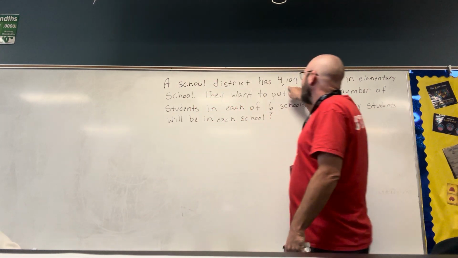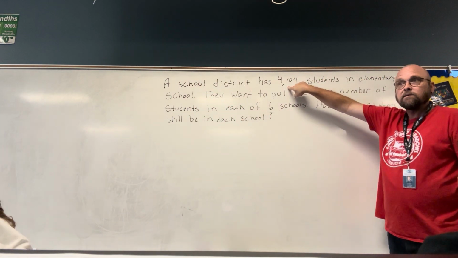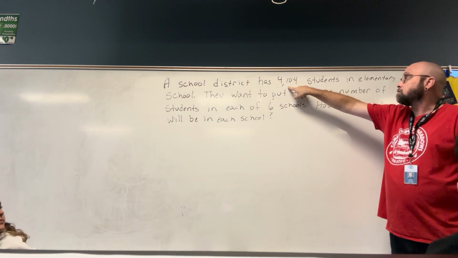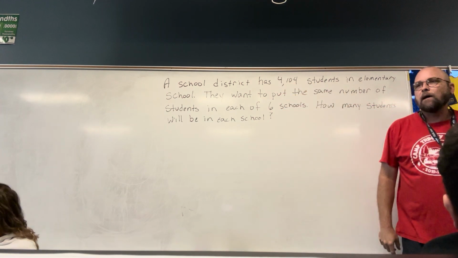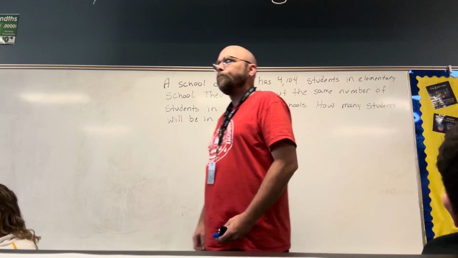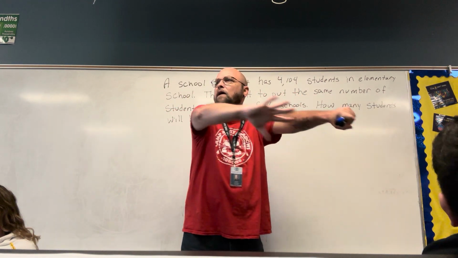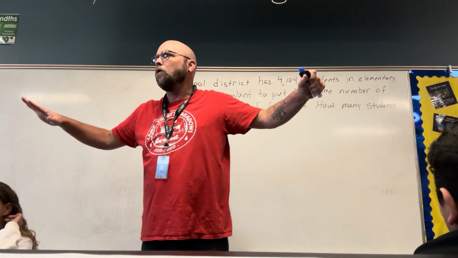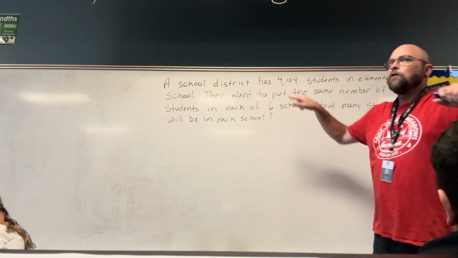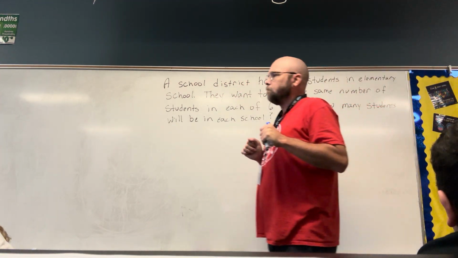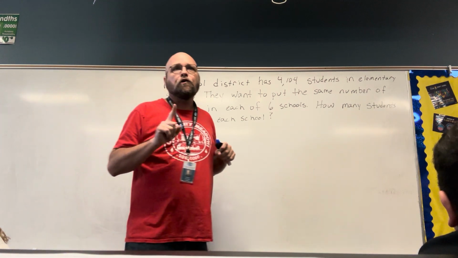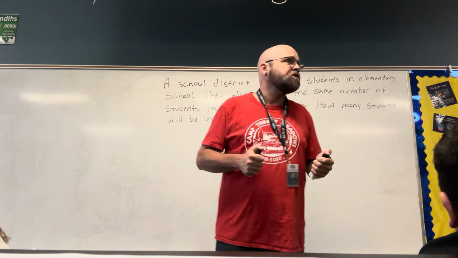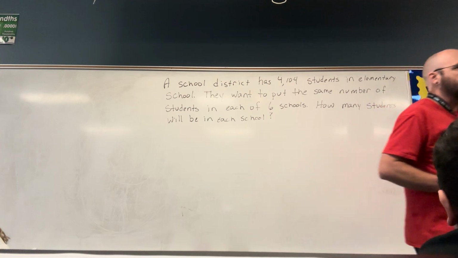If I subtract 6 from this, I'm going to get 4,098. Is that right? I'm going to get 4,098. Does it seem like that would be the amount in each school since we start with 4,104? No. So subtraction's not the way I'm going to do it. Division's obviously the way I'm going to have to do it.